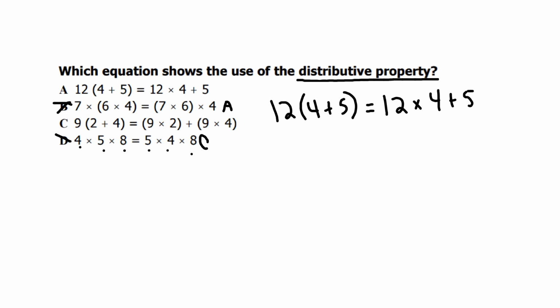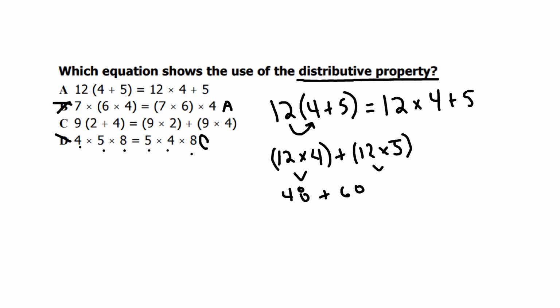So to use the distributive property, I just need to look here and say 12 times 4, and then I need to also multiply my 12 on the outside times my 5. So we say 12 times 5. Okay, so let's solve that. 12 times 4 is 48, and 12 times 5 is 60. So 48 plus 60, let's see here. That equals 108.